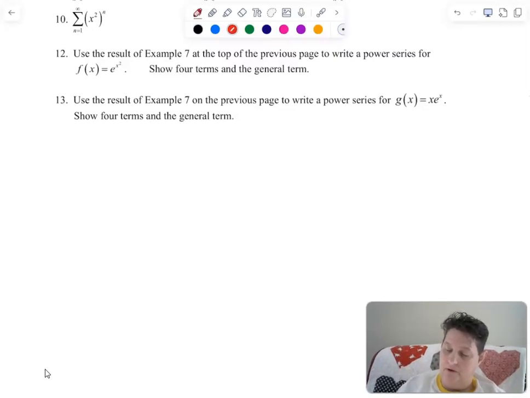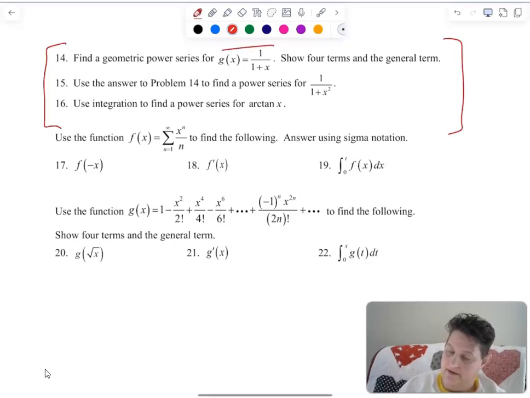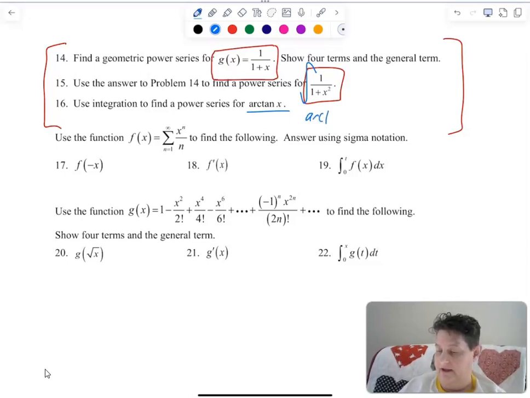Then we had these power series for e to the x, so that's just a substitute in. There's x e to the x, that's multiplying the whole series by x. Some geometric power series over here. And then this is interesting: 14, 15, and 16 kind of go together. We substitute in x squared for everything, and then we can integrate it, and that helps because the integral of 1 over 1 plus x squared is arctan, and so I can make this new series for arctan.